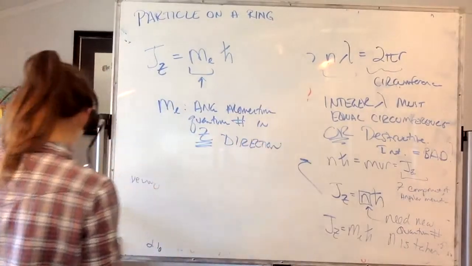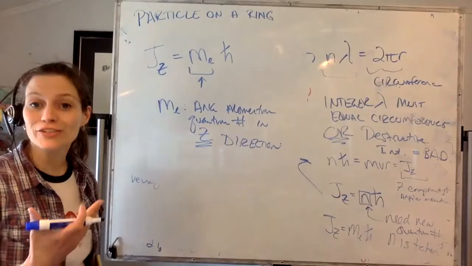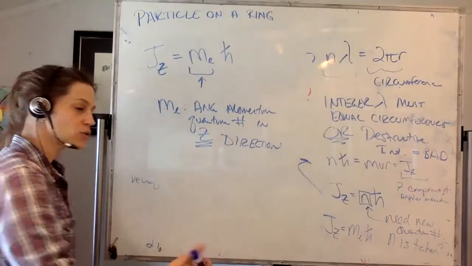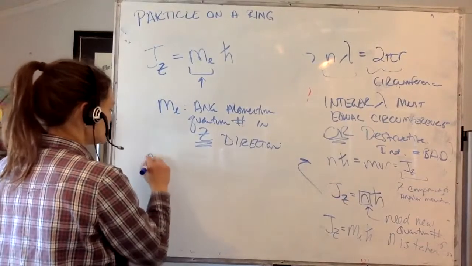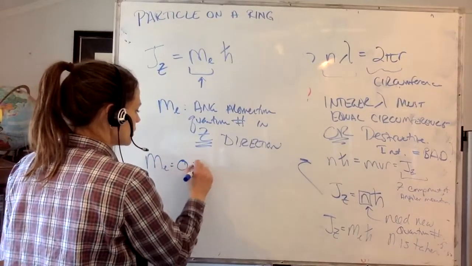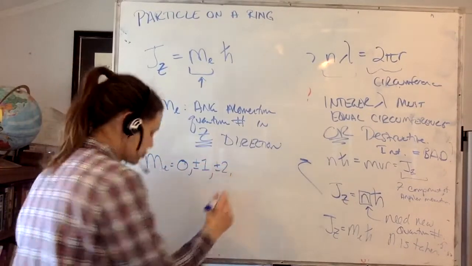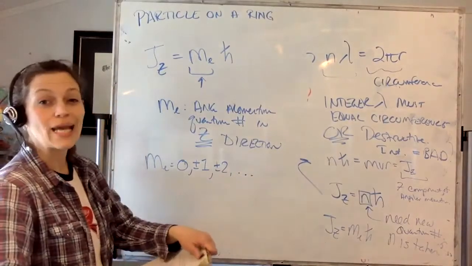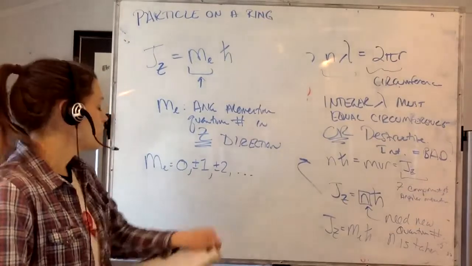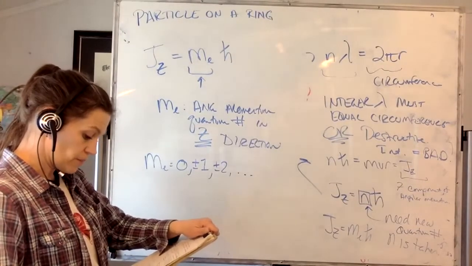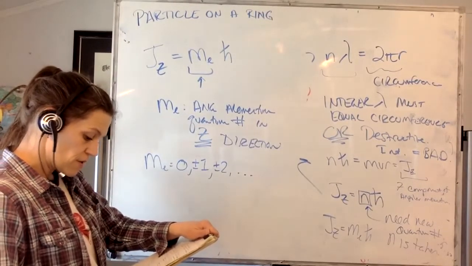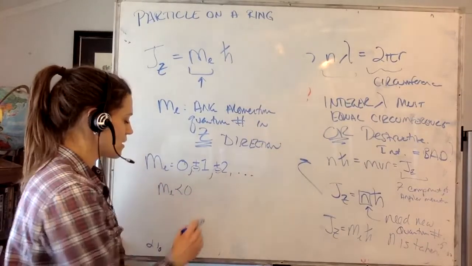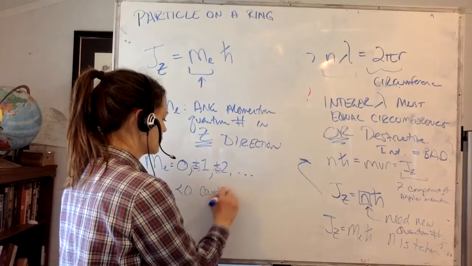Okay. The other thing is that we have some restrictions on what m sub l can be, and we'll get back to what these things mean as we add more tools into our toolkit. But m sub l can equal 0, plus or minus 1, plus or minus 2, and so on. It could be plus or minus 40. I doubt you'll get that high, but it could be. Other thing. If m sub l is less than 0, so you notice how you have these negative signs here, that means you have counterclockwise direction.